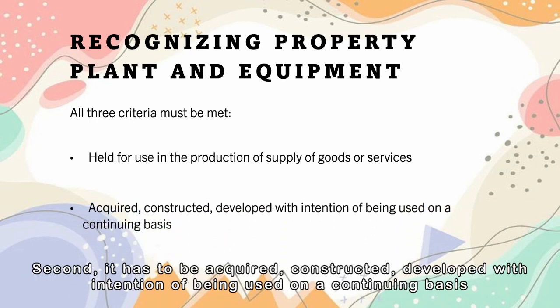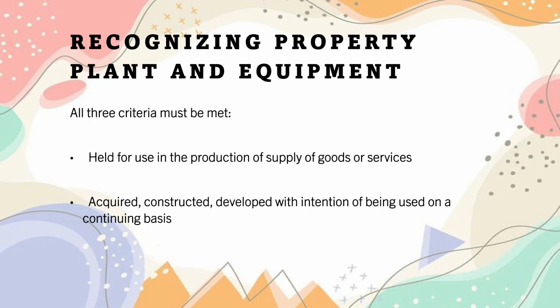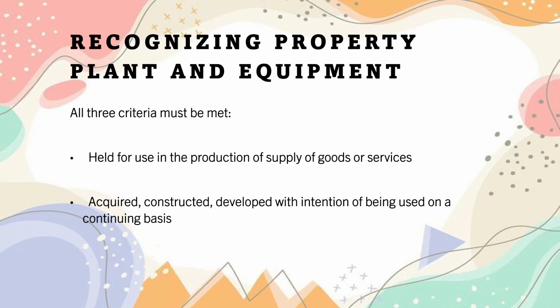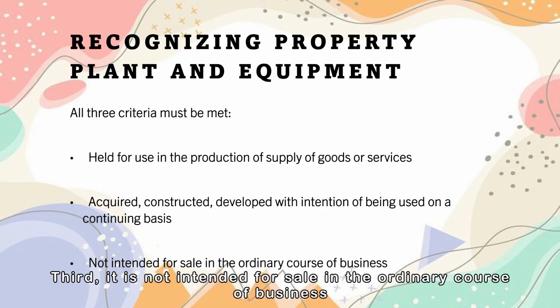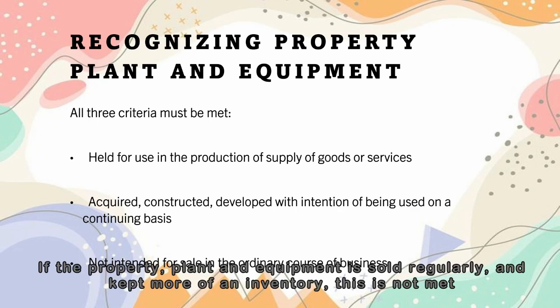Second, it has to be acquired, constructed, developed with the intention of being used on a continuing basis. In other words, property, plant, and equipment is under possession with the intention of being used as business operates. Third, it is not intended for sale in the ordinary course of business. If the property, plant, and equipment is sold regularly and kept as more of an inventory, this is not met.